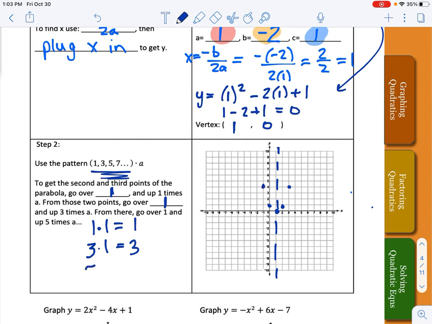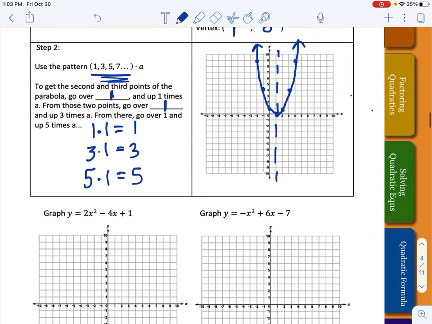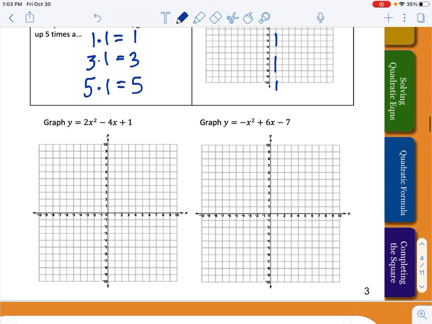And then I can do 5 times a. So from the 2 newest points, I go over 1 and up 5. And then I can graph my parabola. And this will work every time for any sort of parabola graph. So let's try it. There's not much space for work here, but we'll try to fit it all in.